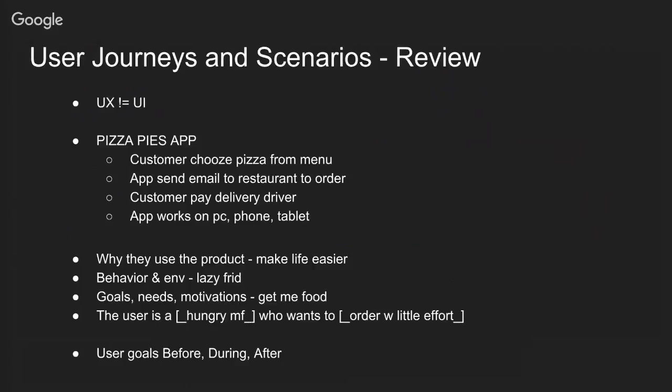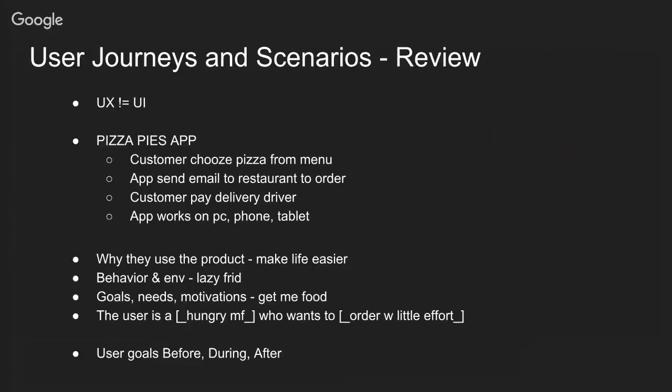While we ask these questions, it says, why do we use the product? When we get a little bit more definitive answers, it says to make life easier. What's the behavior and the environment that the user is in? It's a lazy Friday night. It's been a long day. Their goals, needs, and motivation is to get food. And the thing that we had said, the user is a blank who wants the blank. It says the user is a hungry person who wants to order with little effort.